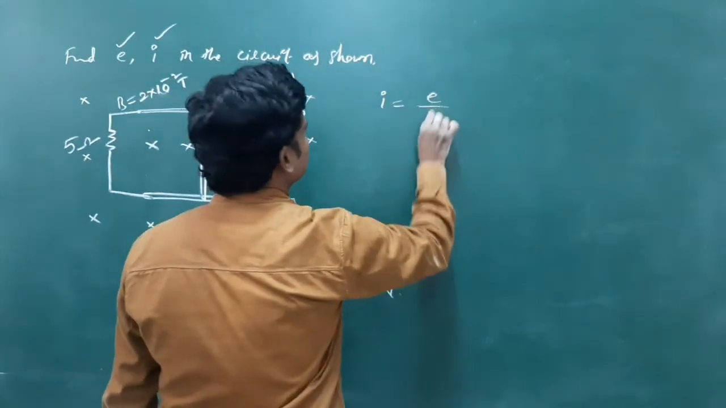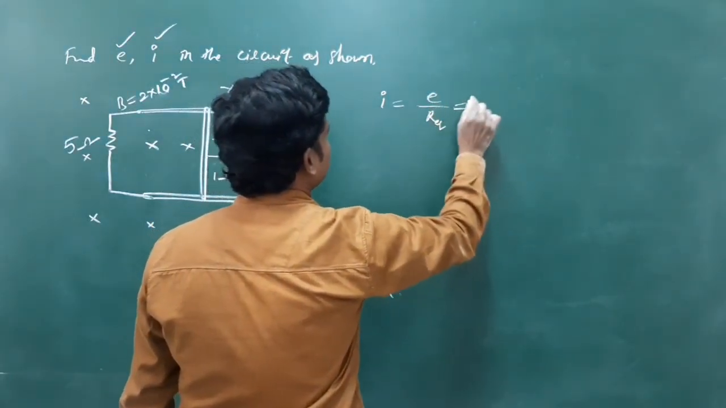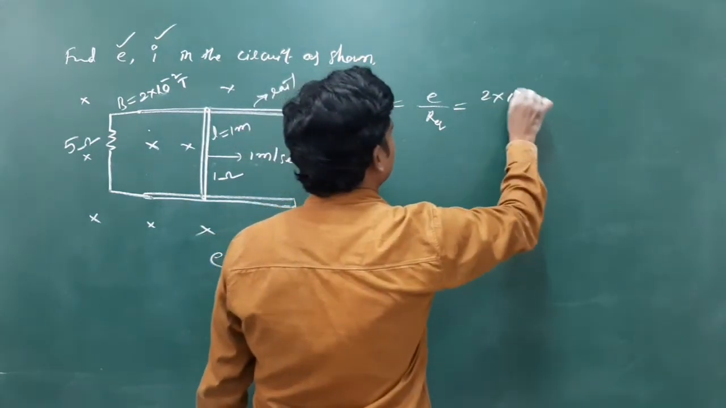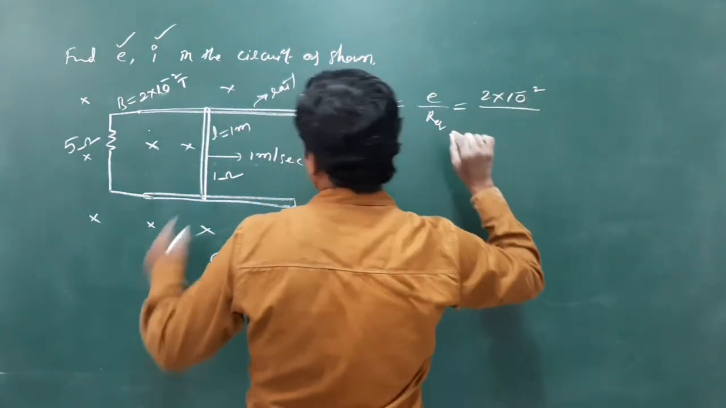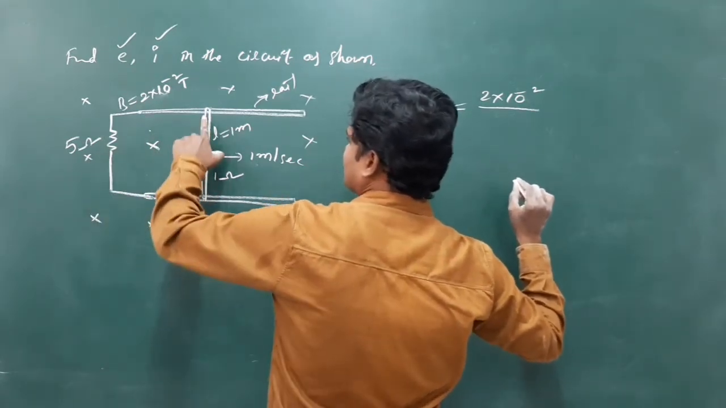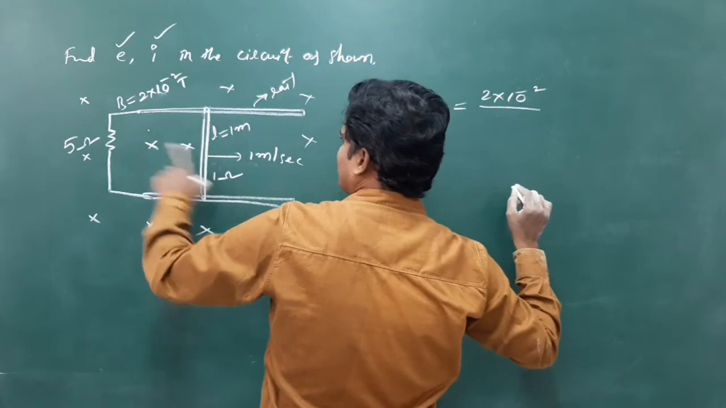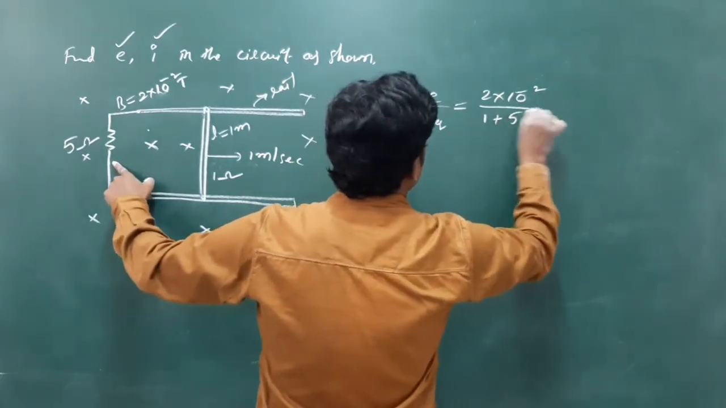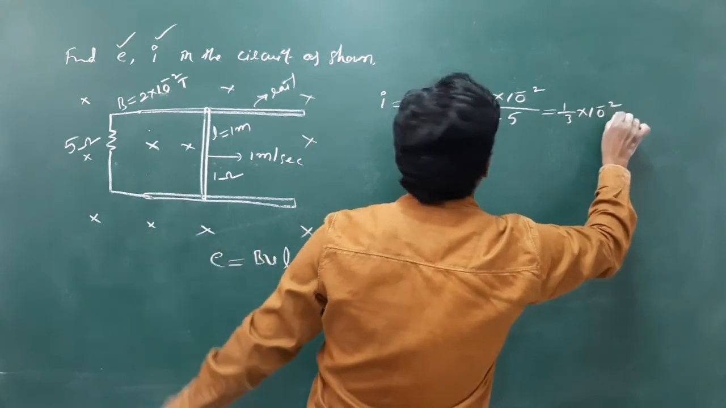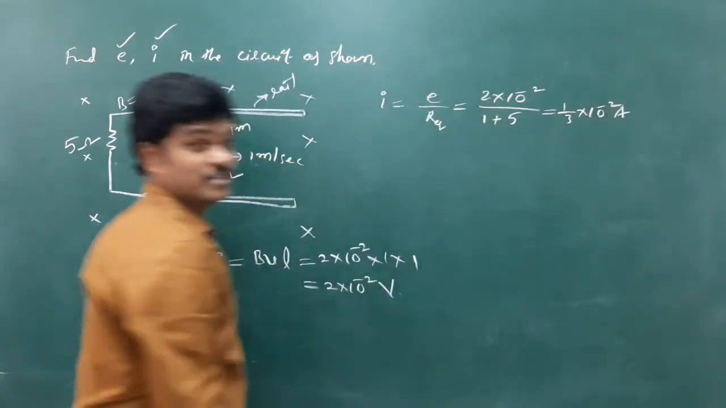Induced current is nothing but the induced EMF divided by the effective resistance. EMF I got is 2 × 10^-2. Effective resistance is 1 plus 5. These two are in series. Don't think these two are parallel; this is an end-to-end connection. 1 plus 5 is 6. So the induced current is (1/3) × 10^-2 ampere.